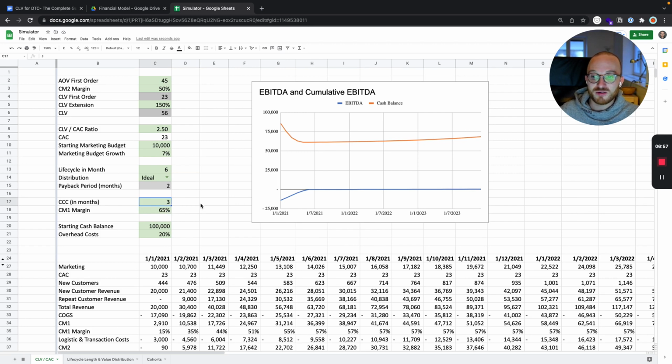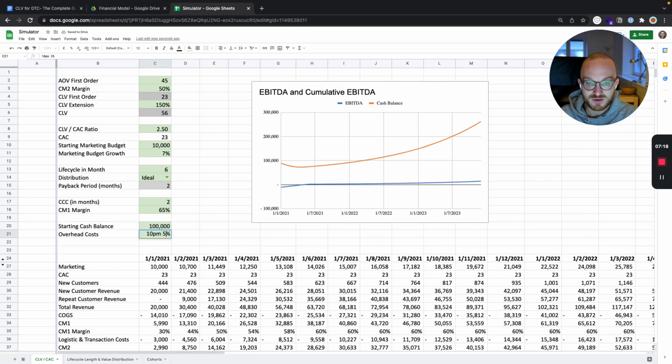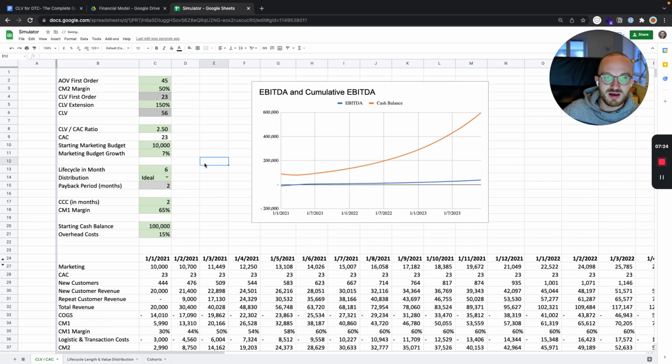If I now go here again, change my cash conversion cycle to 2 months on the logistics side, and maybe I don't have overhead costs of 20% of my revenue, but instead just 15%, I have a profitable business and build up a cash balance of 600K over time. So yeah, these are just some examples and variables.